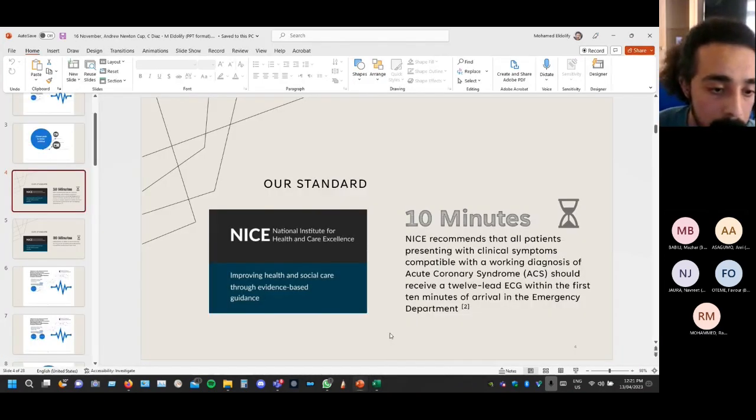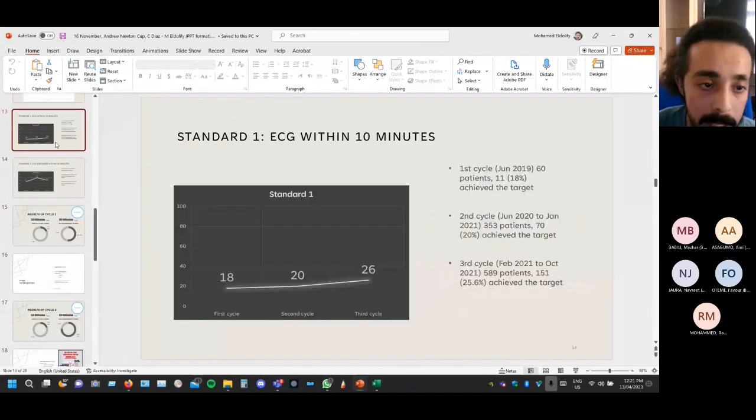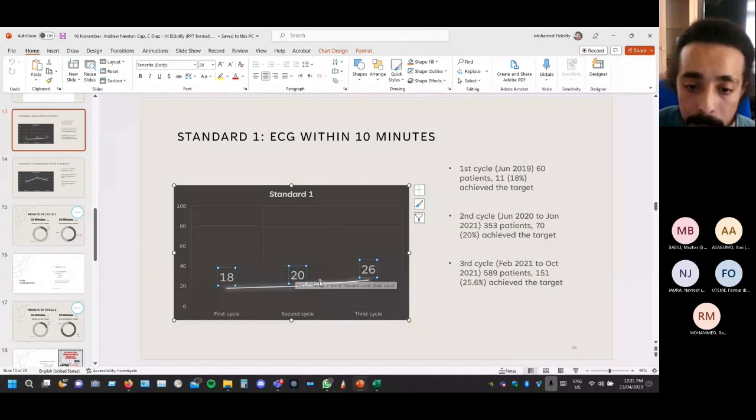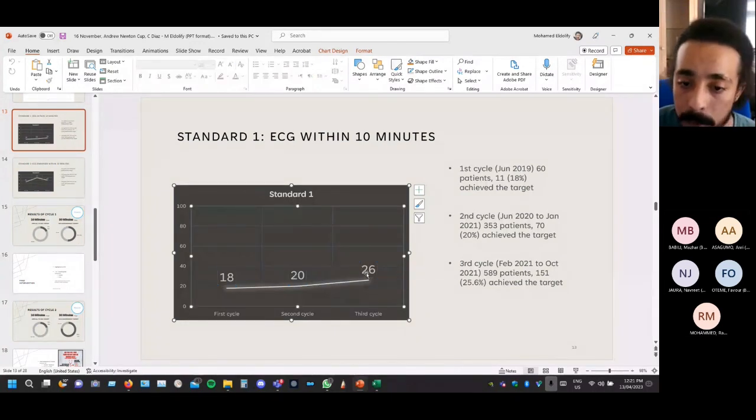And you just repeat that and see the trend. For example, this was the first cycle, it was 18%. Second cycle, we found it was 20%. And the third cycle, which is the one that we just looked at, is 25.6%. So you're following the trend and seeing how you actually improved.